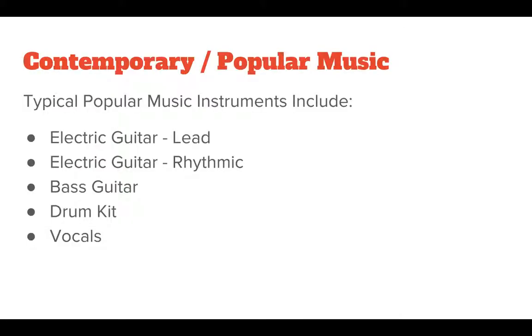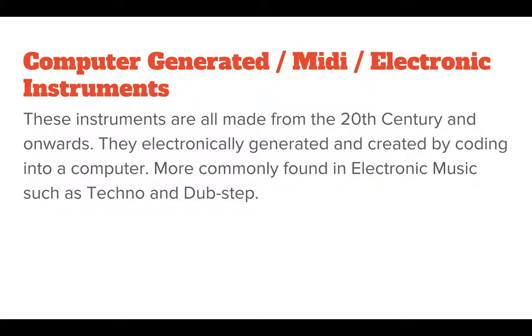Then we get to contemporary music, which is your typical rock band or pop band kind of group ensemble. There are 2 guitars: the electric guitar, which is the lead, playing all the singular notes or the riffs, and then the rhythm electric guitar, playing all the chords. There is then the bass guitar, then the drum kit, and then the vocals. And then there's computer generated, and these are made from the 20th century and onwards.